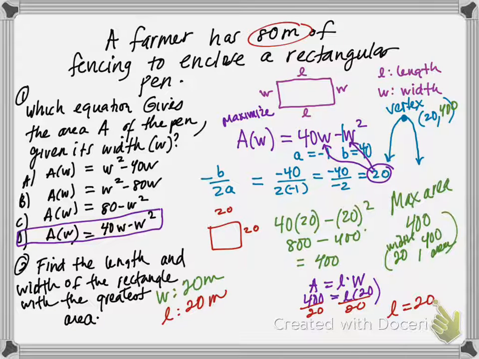So we could check to make sure that the perimeter is still 80. If you add all four sides, 20 plus 20 plus 20 plus 20, or 20 times 4, you do get 80. So the perimeter is 80, and then the area would be 20 times 20, which is 400.